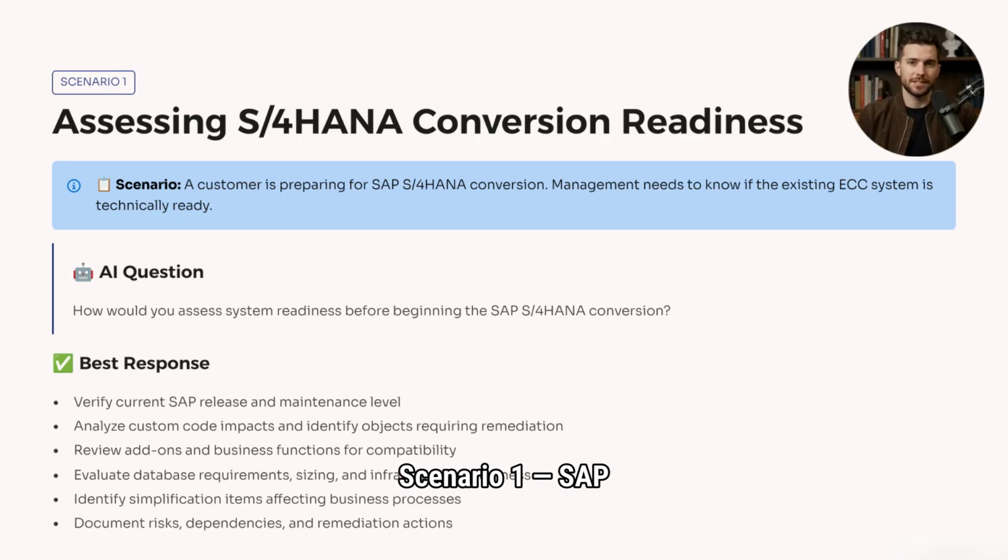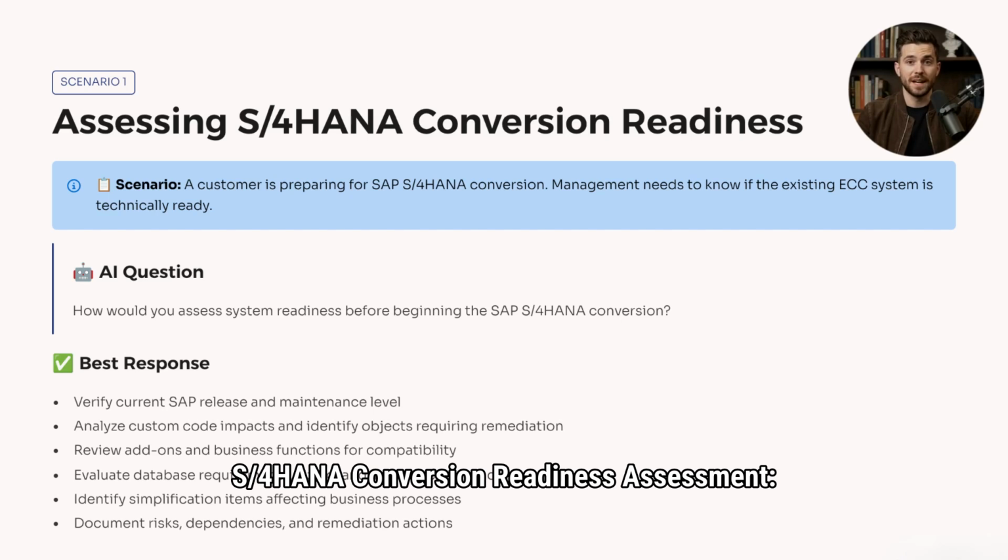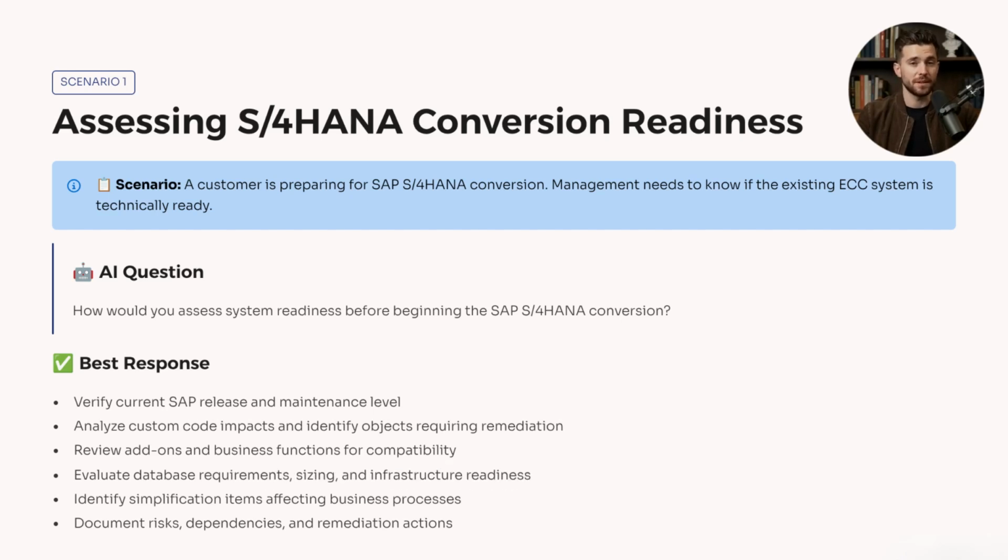Scenario 1, SAP S/4HANA Conversion Readiness Assessment. You are assigned to a customer preparing for SAP S/4HANA conversion. Management wants to know whether the existing ECC system is technically ready for conversion. The AI interviewer starts: how would you assess system readiness before beginning the SAP S/4HANA conversion?